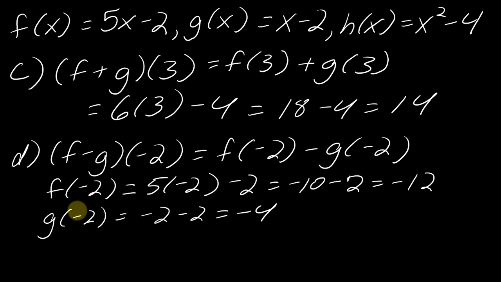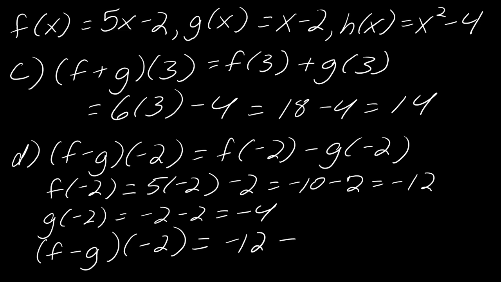So I have these two answers here. So if I want to then evaluate what is f minus g of negative 2, what I can do is take negative 12 minus negative 4. So that really becomes negative 12 plus 4. So that will equal negative 8.